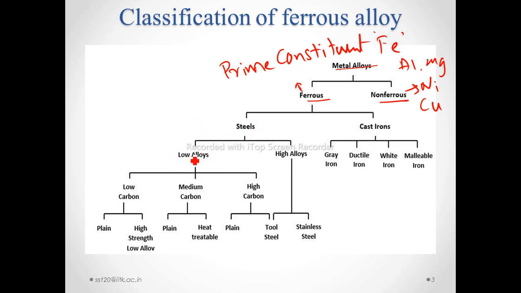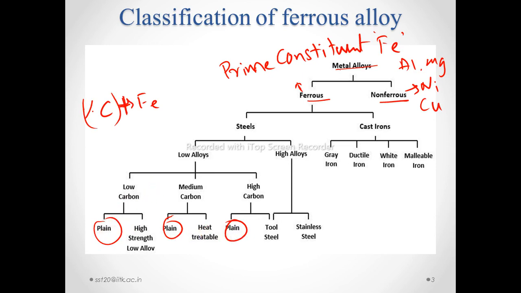Steel is divided into low alloy steel and high alloy steel. The low alloy steel consists of three subdivisions, that is low carbon steel, medium carbon steel, and high carbon steel. All three have one common thing, they are plain. That means no other alloying elements are added. So only by varying the percentage of carbon, we can get three different alloys within the iron. So no other alloying elements are added.